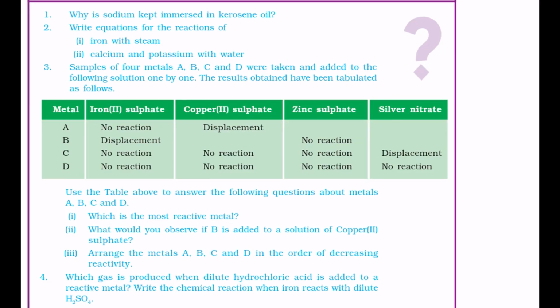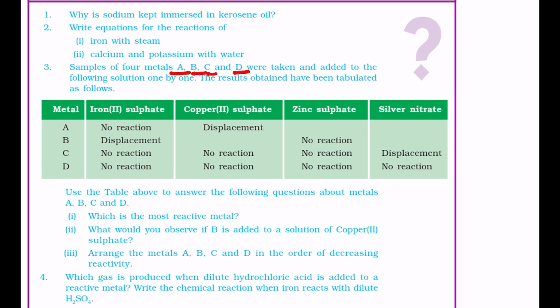Samples of 4 metals A, B, C and D were taken and added to the following solutions one by one. The results obtained have been tabulated as follows. So first A is added to a solution of iron sulphate, then to the solution of copper sulphate, then zinc sulphate and then silver nitrate. These are the 4 solutions. First A is added to all these 4 solutions, then B, then C and then D. And the observations were noted.